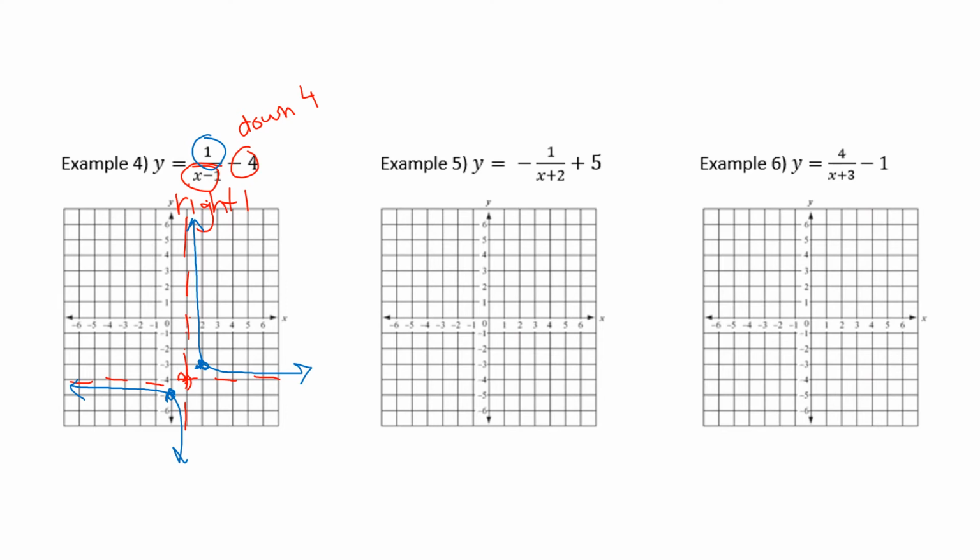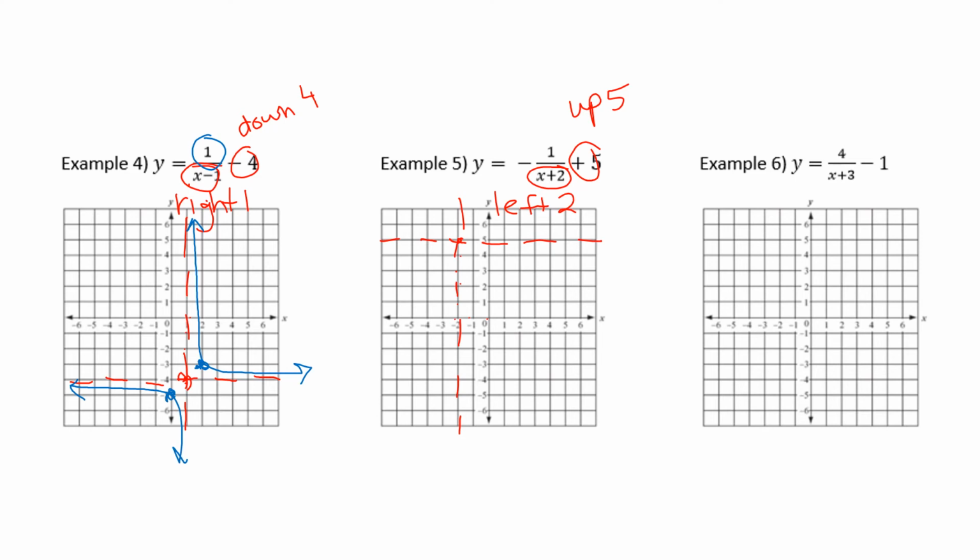Let's try another example. The next one, we've got y equals negative 1 over x plus 2, plus 5. Now, x plus 2 will shift our entire graph to the left 2. And the plus 5 will shift the entire thing up 5. So we're going to start there and draw our asymptotes. So instead of starting at 0, 0, we're going to go to the left 2 and up 1, 2, 3, 4, 5. Okay, so we're starting here and we're going to draw our horizontal asymptote and our vertical asymptote through that point.